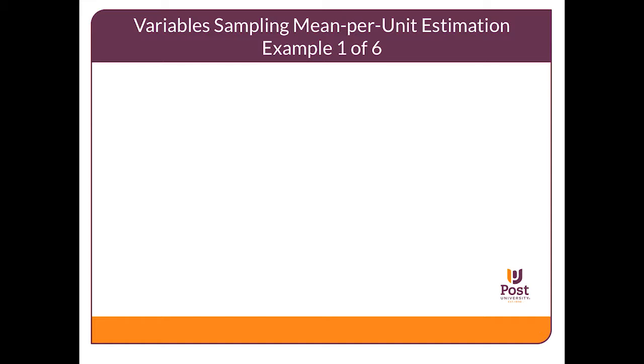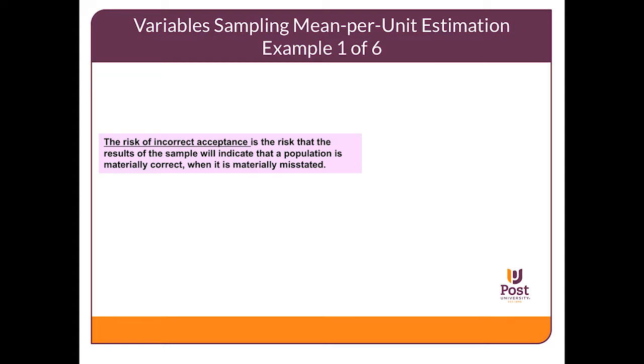We now will go over an example of classical variable sampling, mean per unit estimation. Let's begin by defining the sampling risk for variable sampling. Variable sampling is used to estimate a dollar amount and is used in substantive testing. The risk of incorrect acceptance is the risk that the results of the sample will indicate that a population is materially correct when it is materially misstated. This affects the effectiveness of the audit because your audit is ineffective. This is serious. You are saying the financial statements are materially correct when they are not.